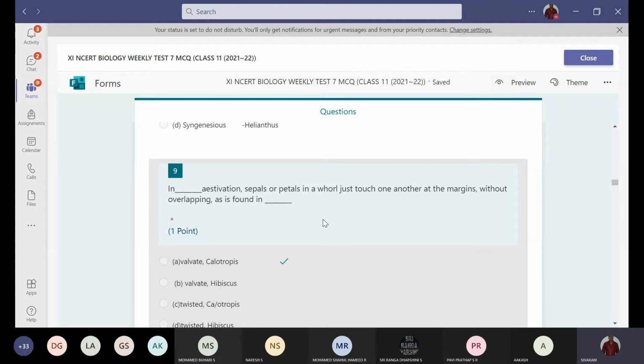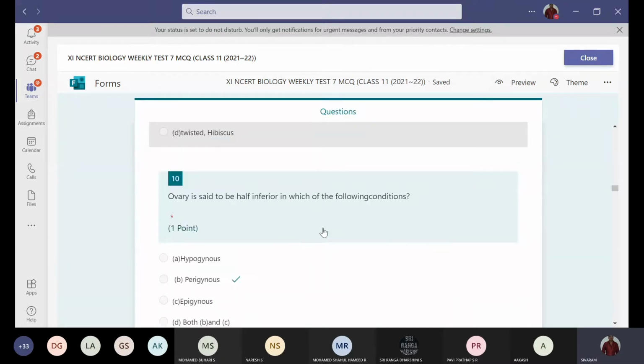In estivation, sepals or petals in a whorl just touch one another at the margins without overlapping, as found in Calotropis. That means the type of estivation is valvate, and a valvate type of estivation is observed in Calotropis.